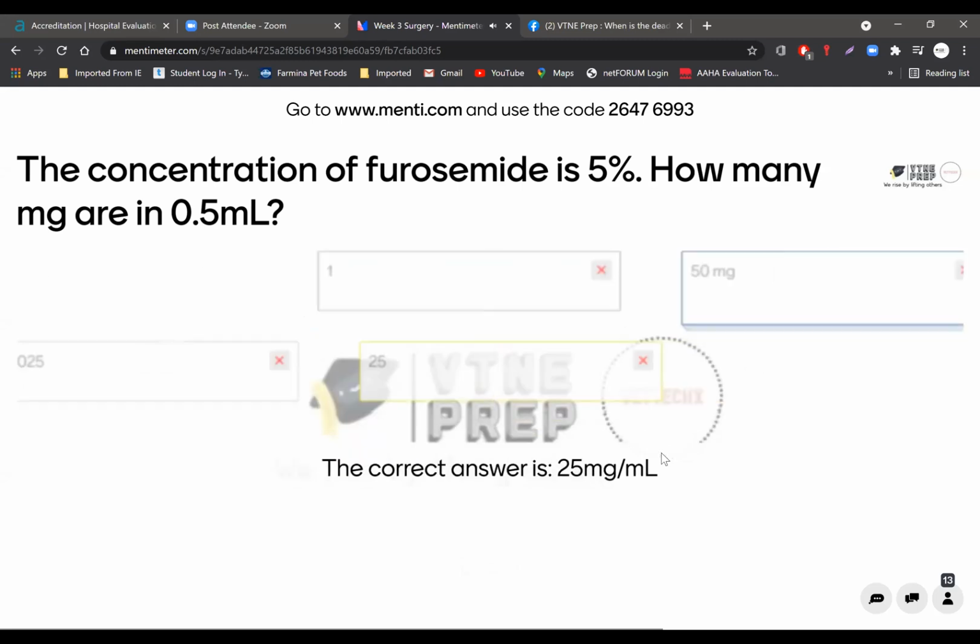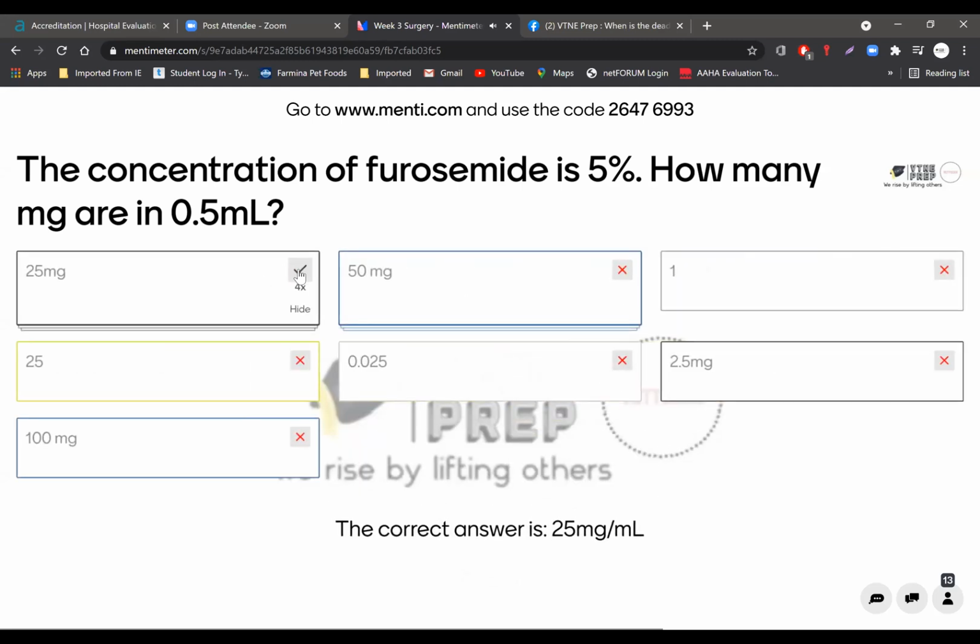Good job. So yes, don't make it too hard on yourself. It is 25 milligrams because if you have 5%, right, it is 50 milligrams per mil and a half a mil. So you would take 50 milligrams, divide that by 2 because it's a half a mil, and that's 25 milligrams per mil, right?